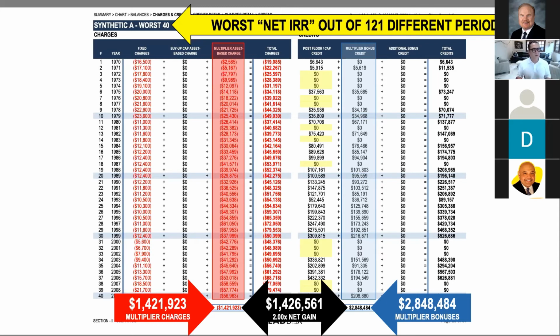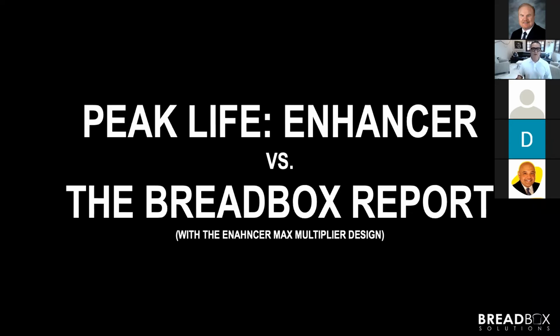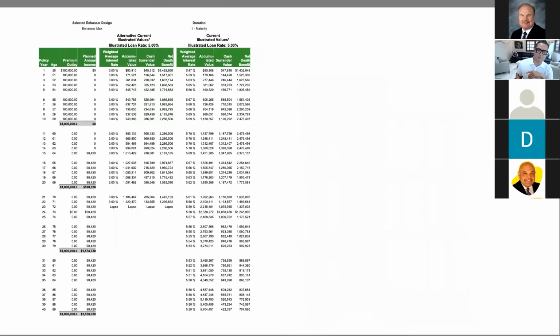Okay, so maybe you're asking, okay, well, what does this all mean, Darren? How do we use this in a real-world situation? How do we present this to a client? Well, let's take a look at the actual policy illustration compared to the Breadbox report. Again, this one was run with the enhancer max. If you look at the top left-hand corner there, this is the actual maximum multiplier option that the client can choose. So let's say that's what the client wanted to buy.